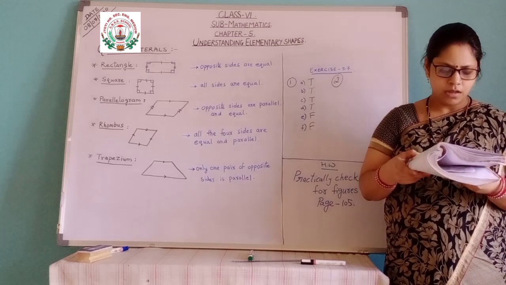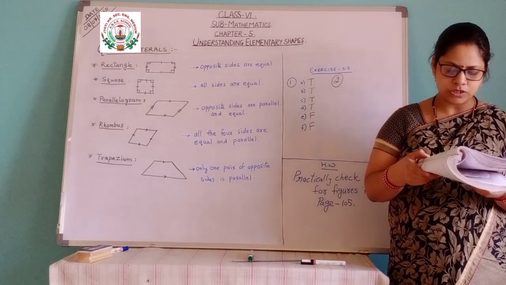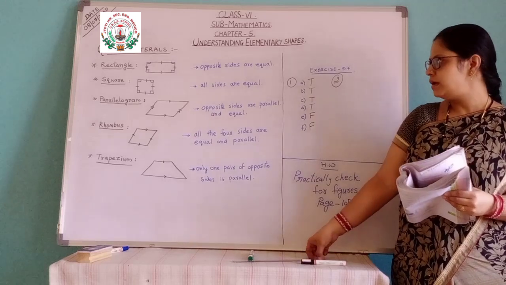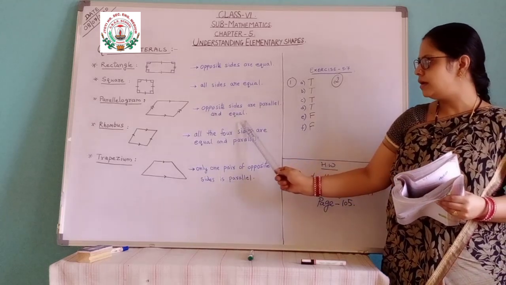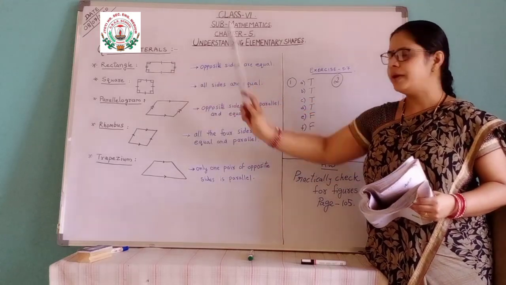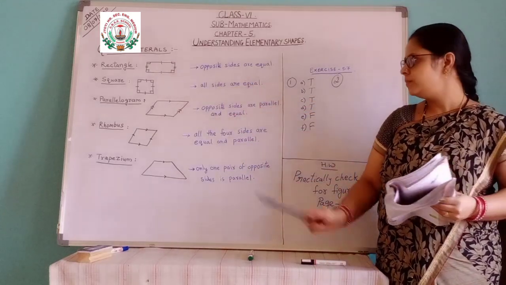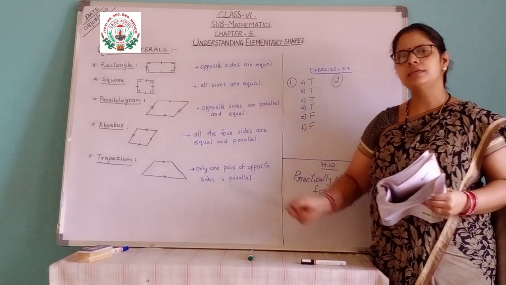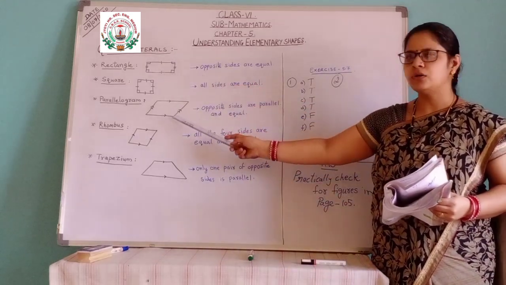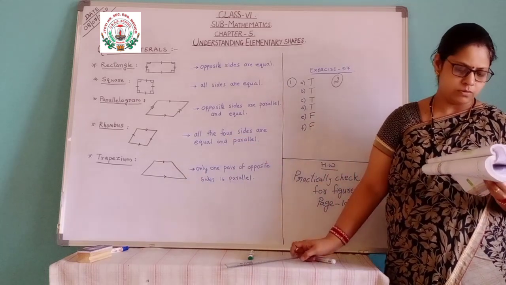Second part. A rectangle can be thought of as a special parallelogram. What is the condition for a parallelogram? Opposite sides are parallel and equal. So come to the rectangle now. Opposite sides are parallel, yes, they are parallel. Opposite sides are equal, yes, they are equal also. So yes, a rectangle can be thought of as a special type of parallelogram.